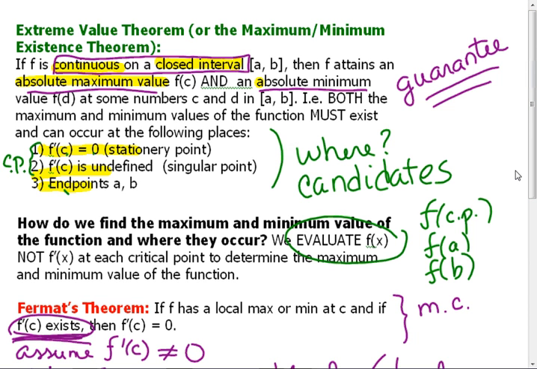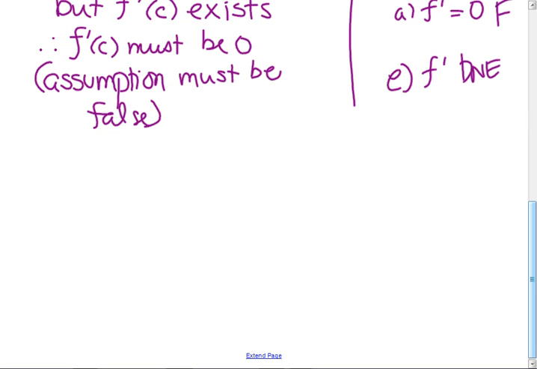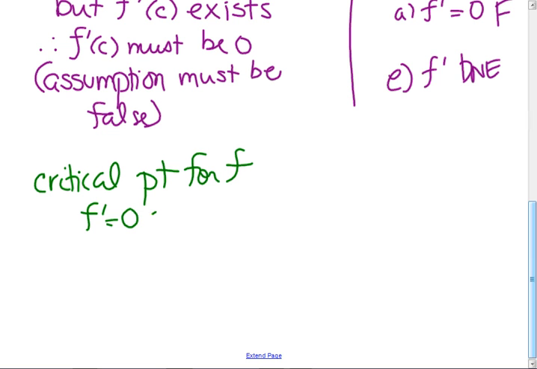Okay, is that okay? Critical point where the derivative is 0 or undefined. Let me write it one more time because it's so important. A critical point for f is where f prime is equal to 0 or undefined. Okay? And that's it on 4-2.